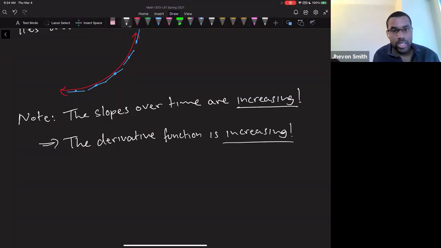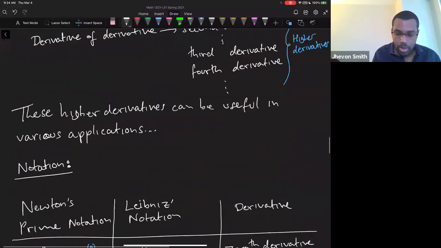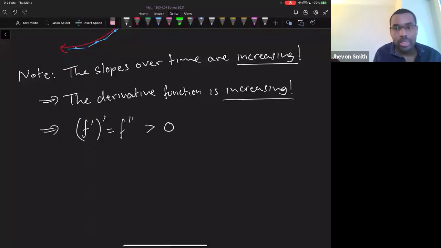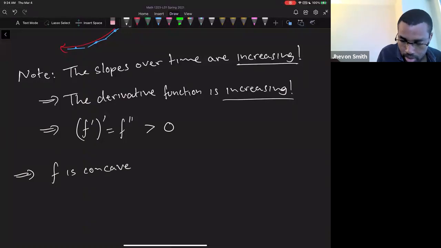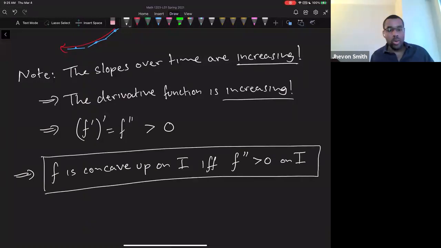What does it mean to say that the derivative is increasing? Well, I know that a function is increasing if its derivative is positive. But if I look at the derivative as the function itself, this is saying that the derivative of the derivative is positive, right? In other words, the second derivative is positive whenever a function is concave up, i.e. f is concave up on I if and only if the second derivative is positive on I. Then it will exhibit this behavior.